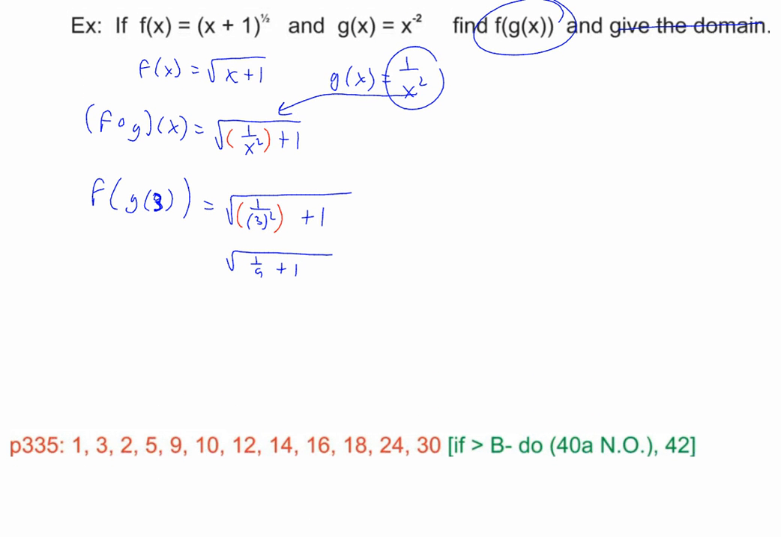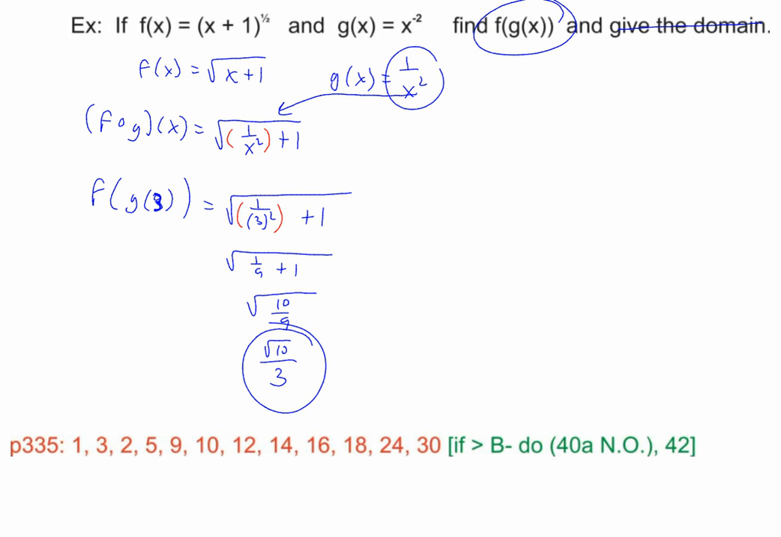Okay, so 1/9 plus 1, so 1/9 plus 9/9 is 10/9. And can we simplify that? Oh, yes. Square root of 10 over the square root of 9, which is 3. And we get the square root of 10 over 3. F composition g of 3 would be the square root of 10 over 3.